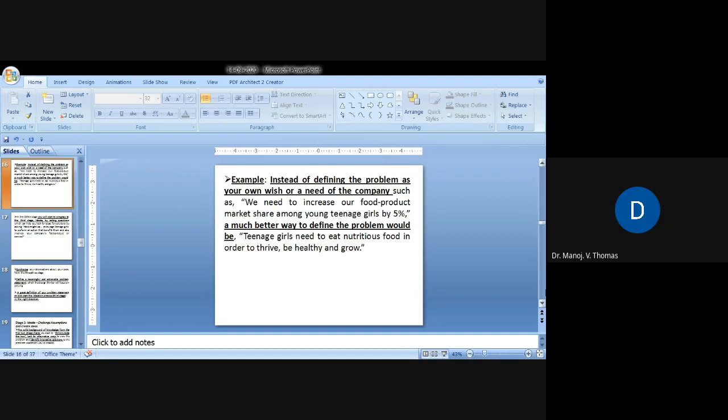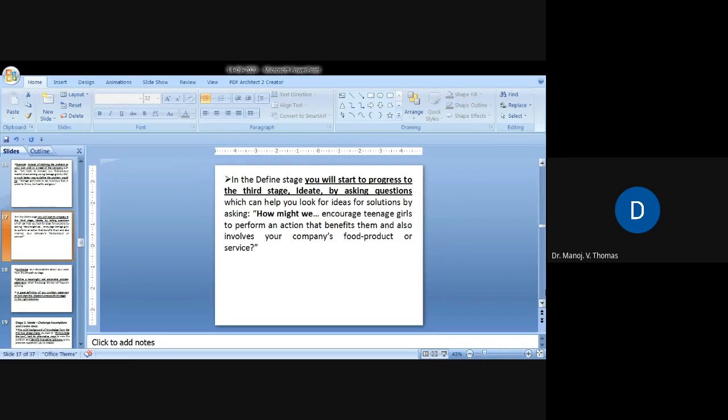Right, in the first case, it is something like we are selfish, we focus on ourselves, like we want to increase our market share and we want to make profit. But in the other way, even though the idea is the same, we put things in a different way so that it may look appealing to others. We have put across this issue, like human beings or teenage girls need nutritious food, so naturally they will search for some products. So there comes our product, and they will start buying and our sales will increase, isn't it? So that is a way of defining the problem, making the problem statement.